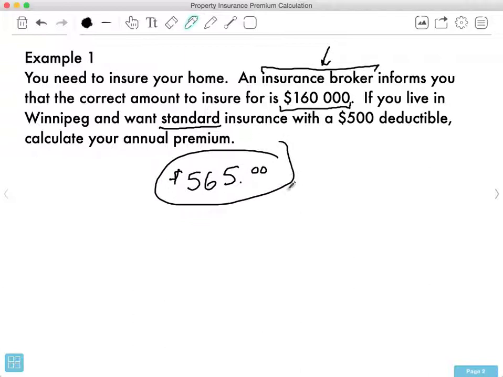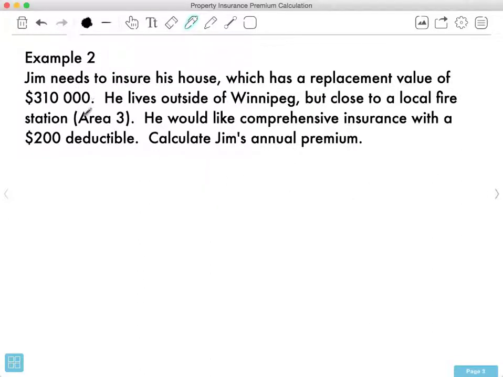And that's it. That's an annual premium that you see on that chart. In the second example, we'll go from possibly the easiest example they can give you to one of the hardest. So in example 2, Jim needs to insure his house. It has a replacement value of $310,000. He lives outside of Winnipeg, but he's close to a local fire station, which puts him in Area 3. And I'll show you where that is on the chart in a minute.